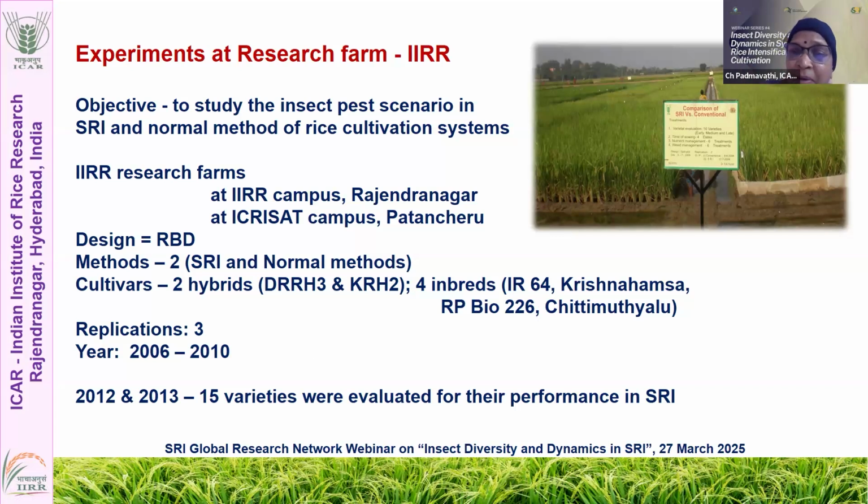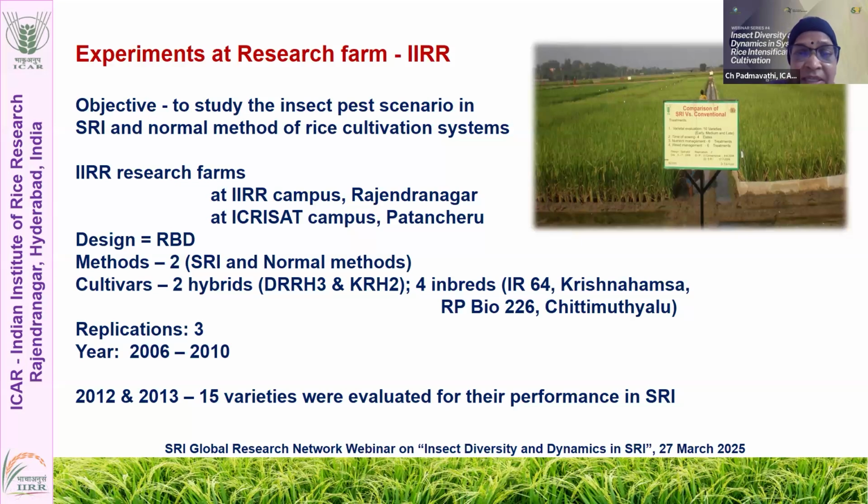We established a blog, known as the SRI blog, at Patancheru with the help of Dr. Rupela, who used to take care of that experiment, followed by Dr. Mahendra Kumar, and we took all the insect parameters in those fields. After that, in 2012 and 2013, we pulled up all the popular varieties that are grown and evaluated their performance in SRI and the normal method for about 2 years.